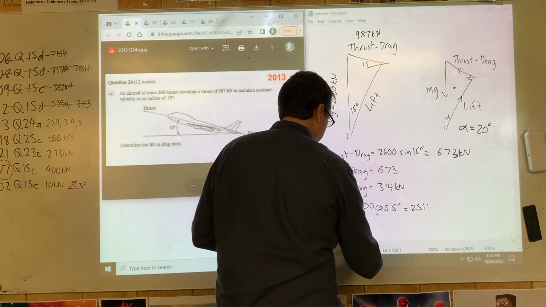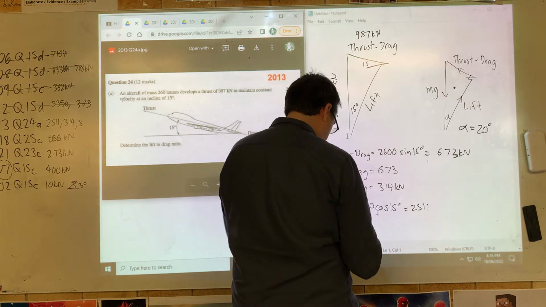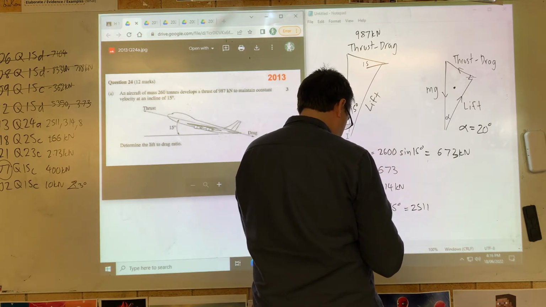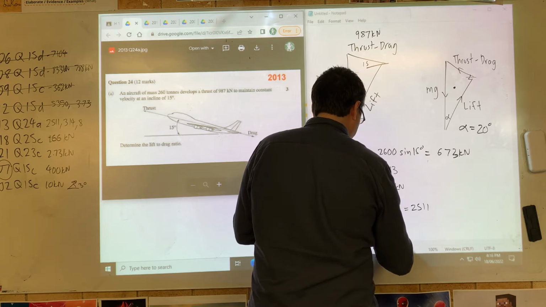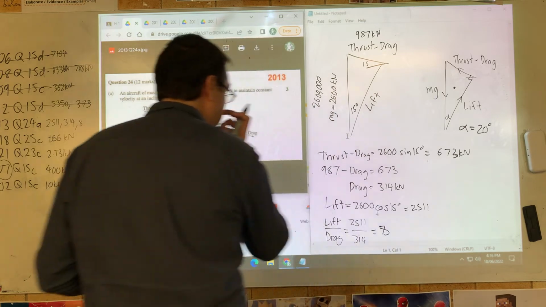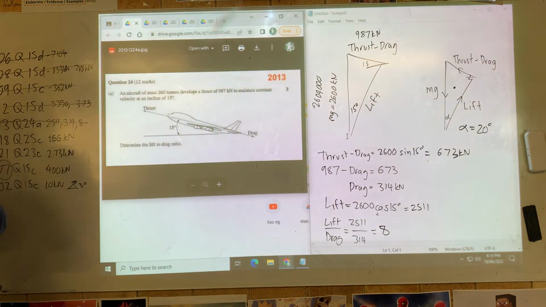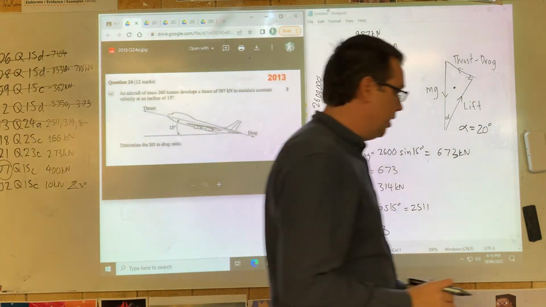And if we compare our lift to drag ratio, so lift divided by drag equals 2511 divided by 314 equals 7.999, which we're going to call 8. And that's the answer we get there. Okay, you can move on to the next one.